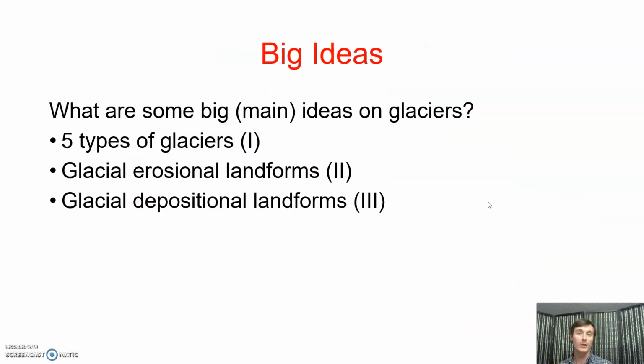Okay, so what are our big ideas for the whole unit? What do you absolutely need to know? You need to know those 5 types of glaciers we talked about. In the first section, you'll need to know those erosional landforms, and you'll need to know the depositional landforms. That is all I have.